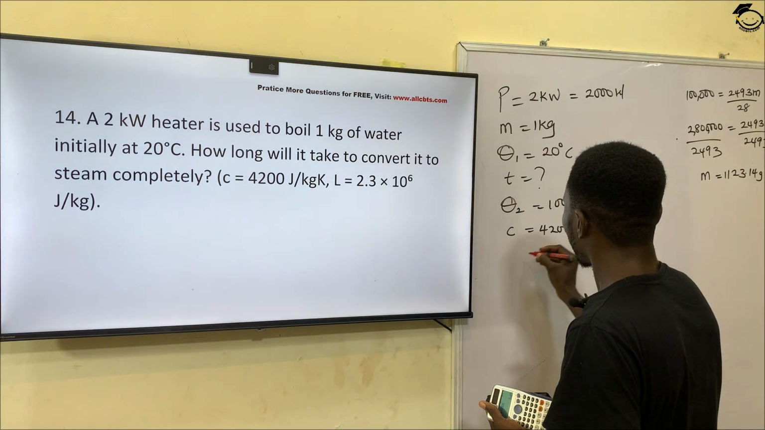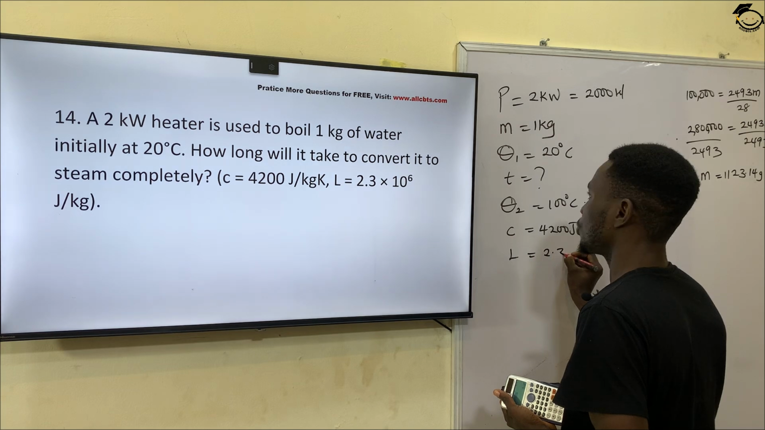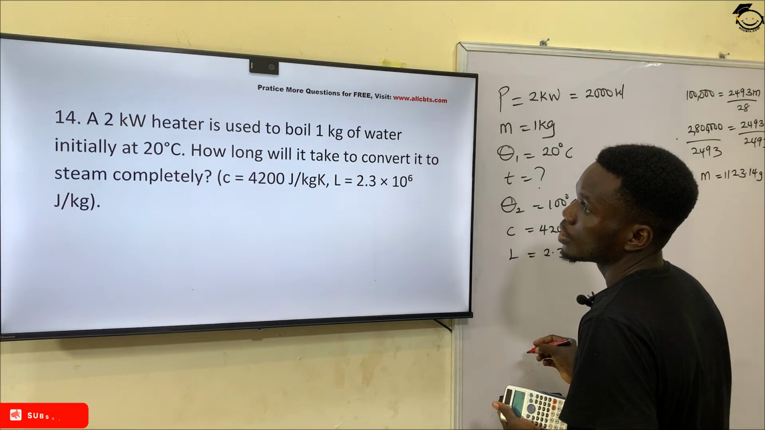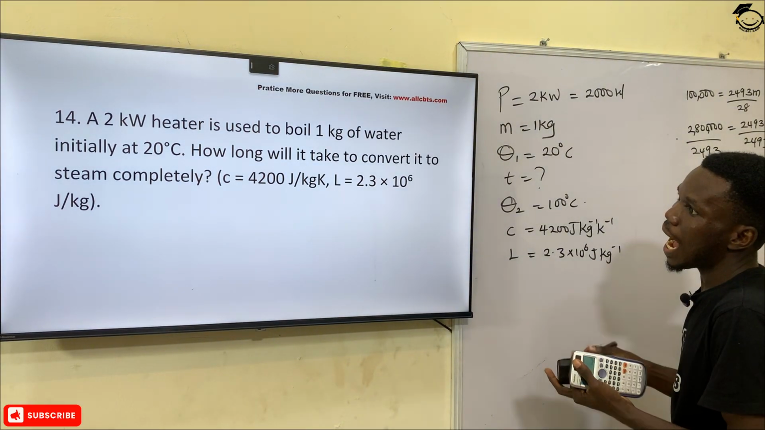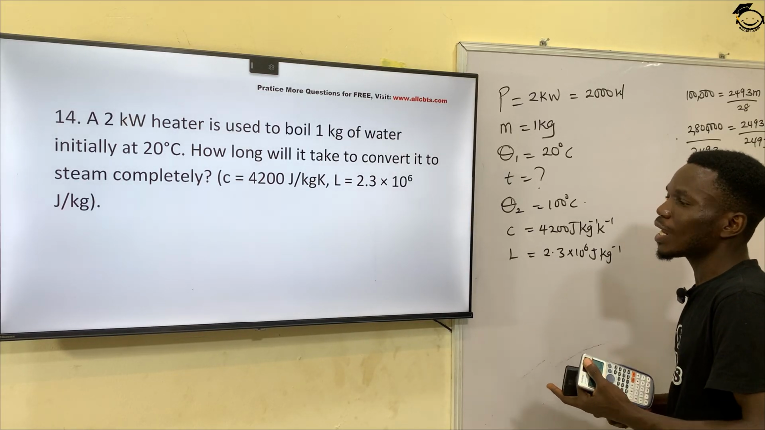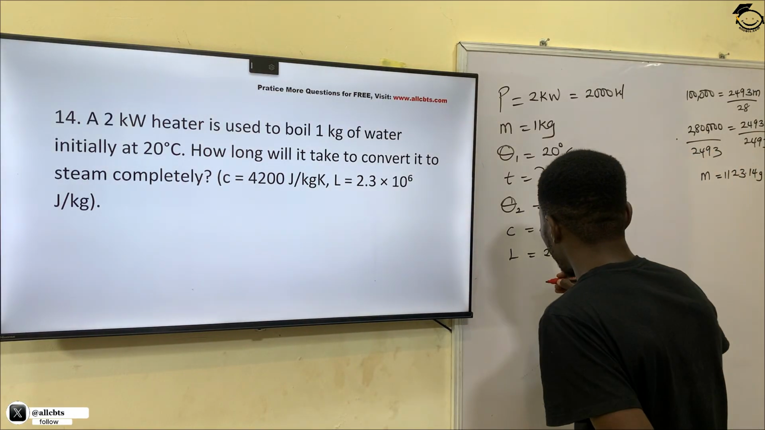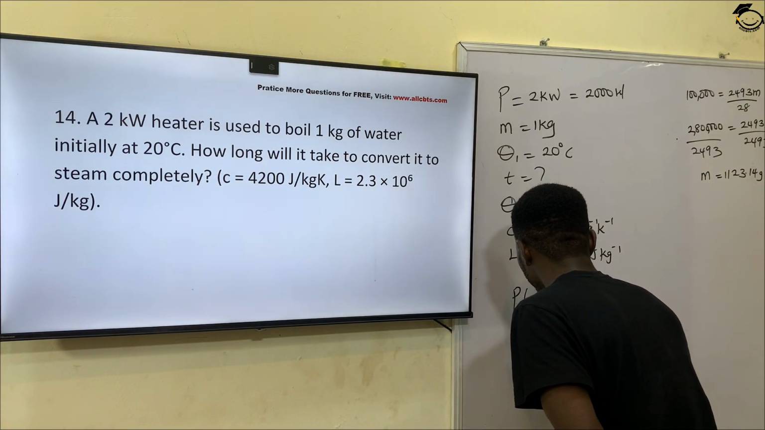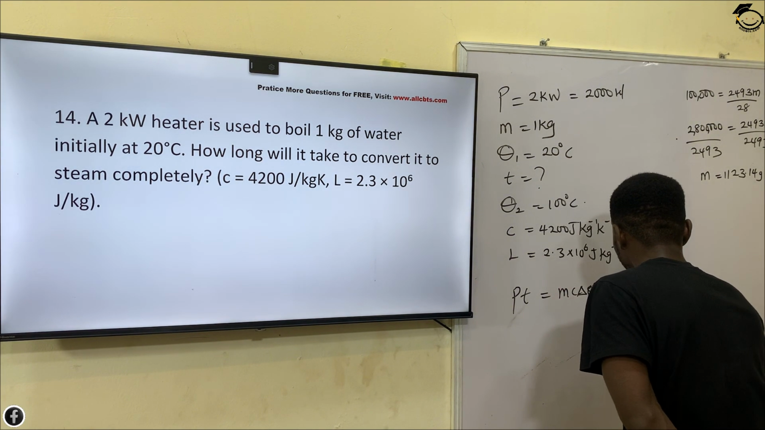And then they gave us the latent heat of vaporization of steam as 2.3 times 10 raised to the power 6 joules per kilogram. So we are looking for the time. In this question, they are converting water at a temperature of 20 degrees Celsius to steam, which means it will not only have latent heat of vaporization of steam, it will also have a specific heat capacity. It means that the work done by this heater, which is power times the time, is equal to mc change in theta plus ml.